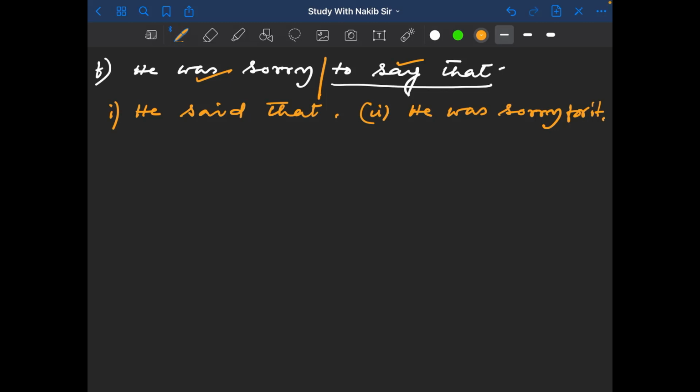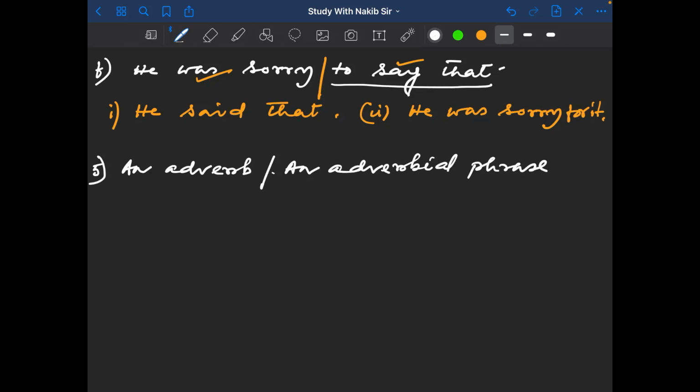Okay, so in this way you can split up a given sentence into 1, 2, 3 small sentences. Okay, now in a sentence, if you get an adverb or an adverbial phrase, okay, so for that adverb or for that adverbial phrase, you can make a separate sentence from the given sentence. Okay, see the example.